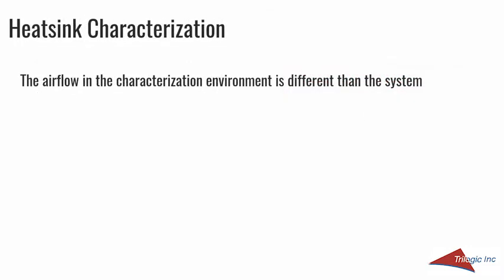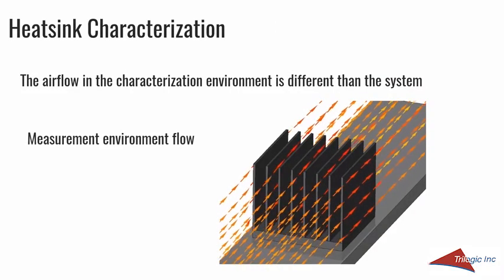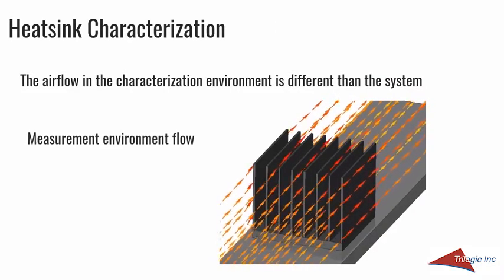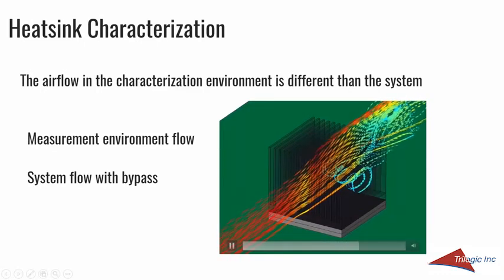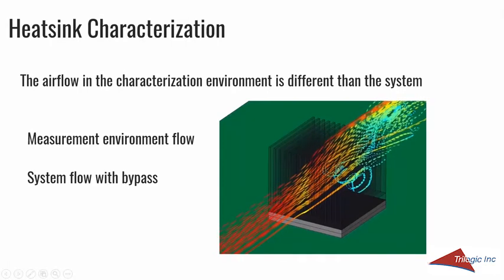Just to take a look at that, the airflow in the characterization environment is different than in the system. The airflow in the measurement environment is going to be nice and uniform. But when we go to system flow, and this is that heatsink in bypass, we can see that the air can leave the top of the heatsink, and we've also got a whole bunch of recirculation at the back end. Quite different. So this environment is going to give you a different performance than the measurement environment. So be careful. It's great that vendors provide this data, but you can't design with only that data, is the point I'm trying to make.